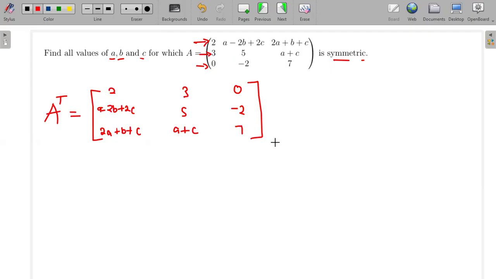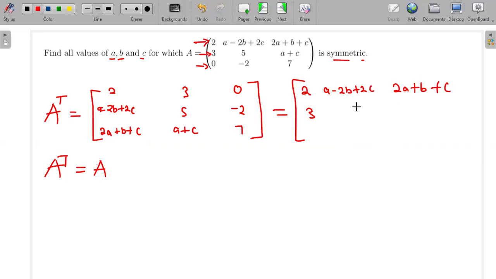Since they have said that this A is symmetric, it means this here should be equal to the matrix A. So let's write the matrix A here because it's symmetric. A transpose is actually equal to A. So A has a 2 there, and then A minus 2B plus 2C, and then 2A plus B plus C, and then 3, 5, A plus C, and then 0, minus 2, and then 7. You can see we have equated the A transpose to the A. And then using this, I can find the values of A, B, and C.